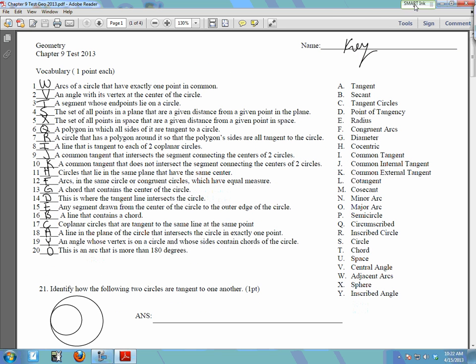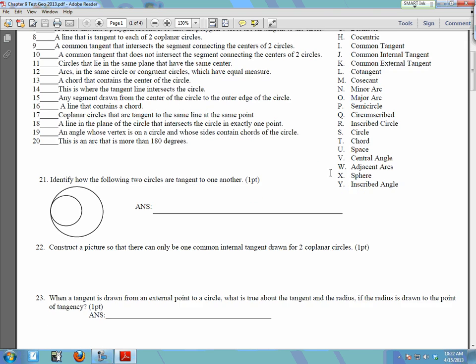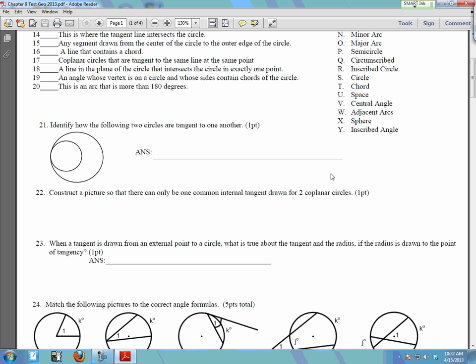Number 21 says identify how the following two circles are tangent to one another. Don't tell me what tangent means. I know tangent means that they intersect at one point. But since one circle is inside the other, these two are referred to as internally tangent. Okay, that should be in your notes somewhere.